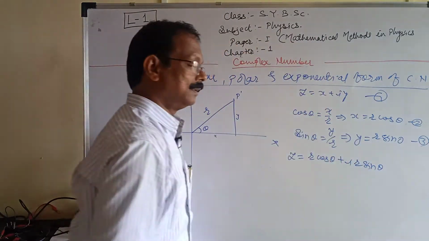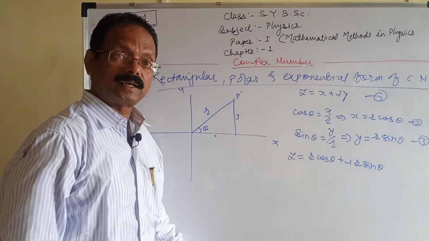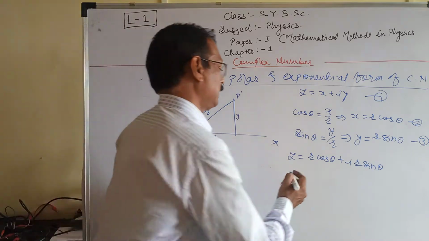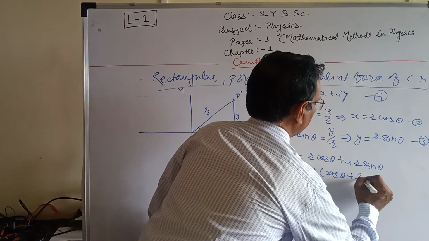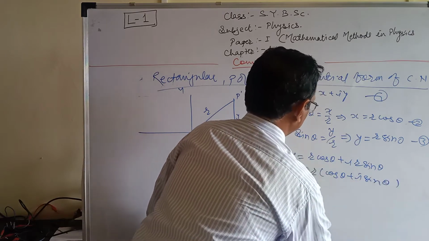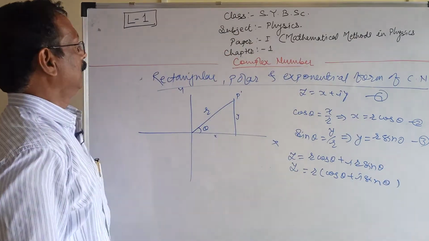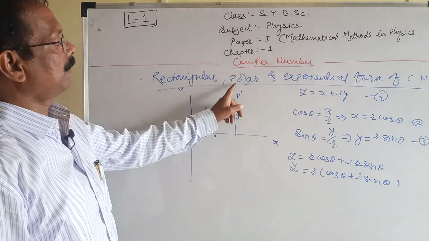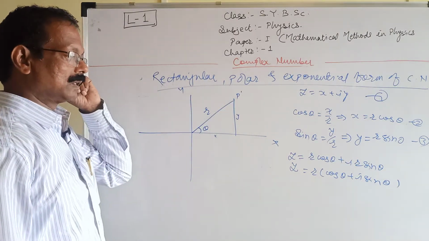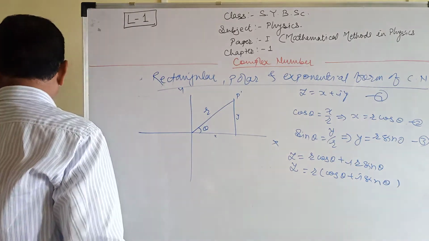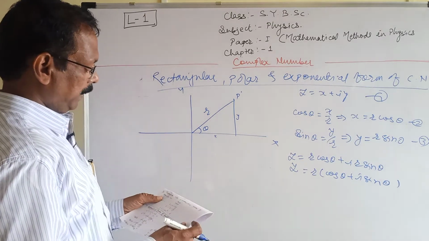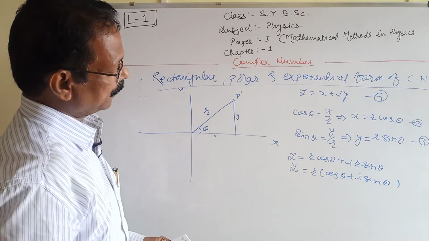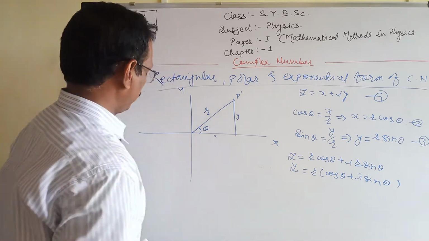Now in this case, r is common in both terms on the right-hand side, so we have to take it outside the bracket. So we get r into cos theta plus i sin theta. So this is nothing but the equation of the rectangular, polar and exponential form. Thus we get this as another equation. So z is equal to x plus iy is another equation.